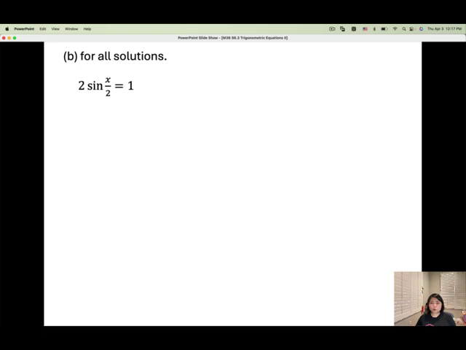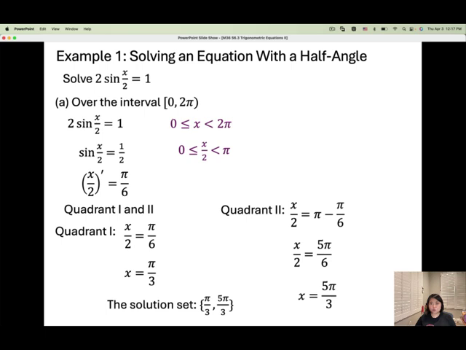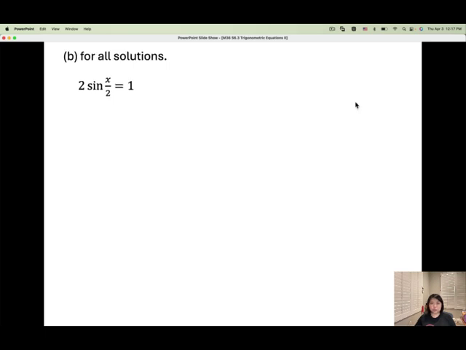Okay, the same question, but this time we'll be finding all solutions. For all solutions means we don't have the restriction here. We're going to do the same thing. We divide both sides by 2 and find the reference angle, just like part A here. Now, that will be in quadrant 1 and quadrant 2 again.